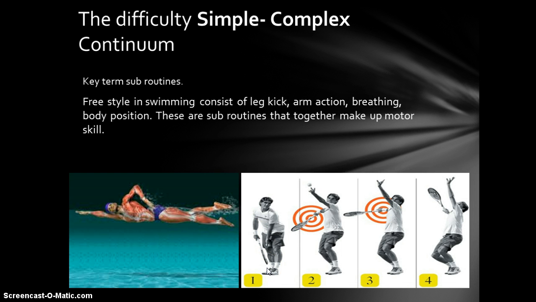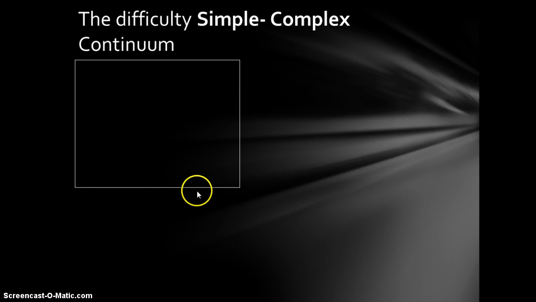And in this example here, we've got the ball toss, you could say the drawback, the actual hitting, and then potentially the follow through as well. So that skill can be broken down into smaller sections. So how do we determine whether we're either simple or complex on the continuum?